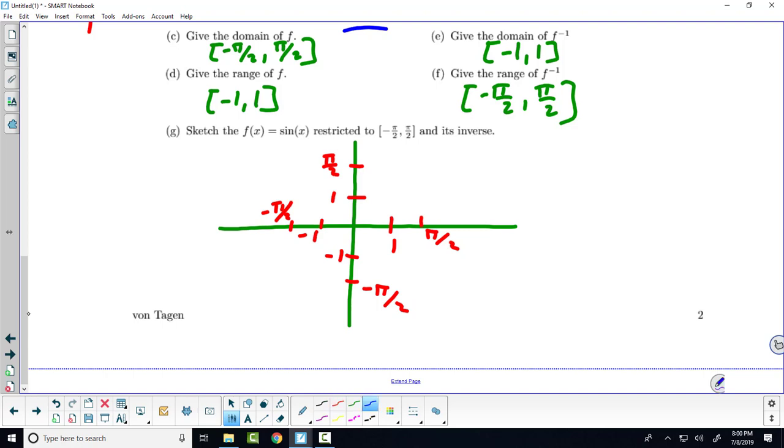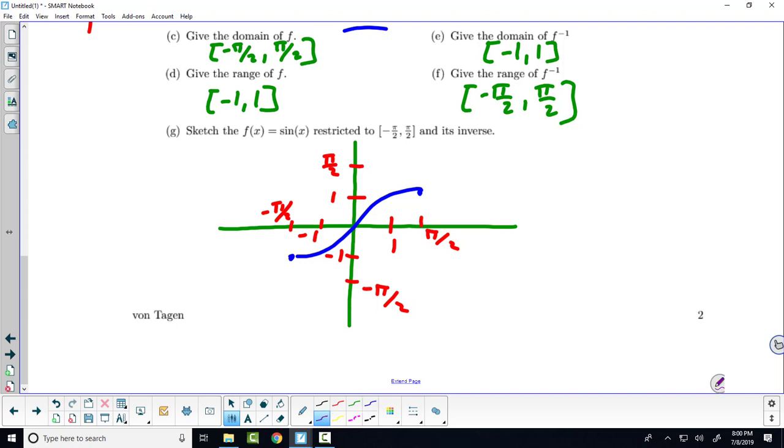We took it from -π/2, and at -π/2, its sine value was -1. And we went all the way up to π/2, where its sine value was 1. And so here is the sine function right there. Okay, so where's the inverse sine function?